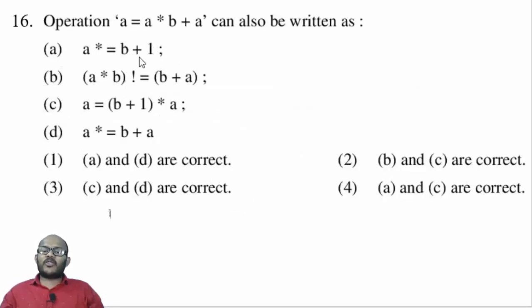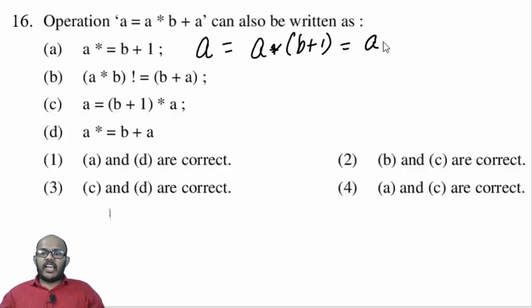Moving on to 16th question. They have performed an operation A equals A star B plus A, or A into B plus A. It can also be written as A equals A star of B plus 1, which equals A into B plus A. So statement A is correct.